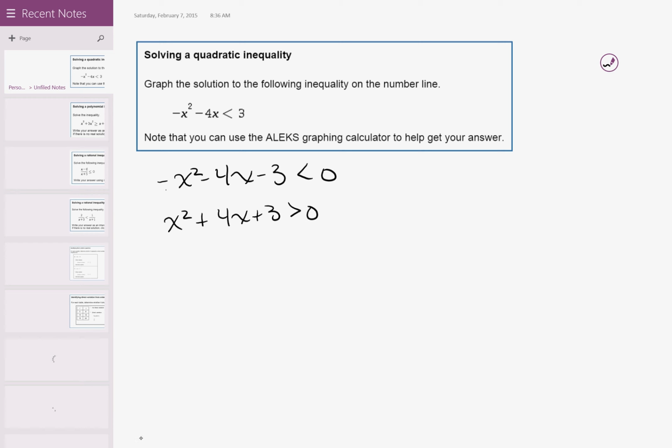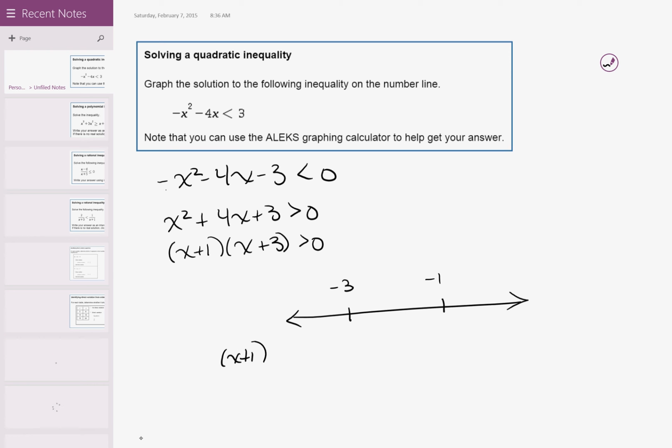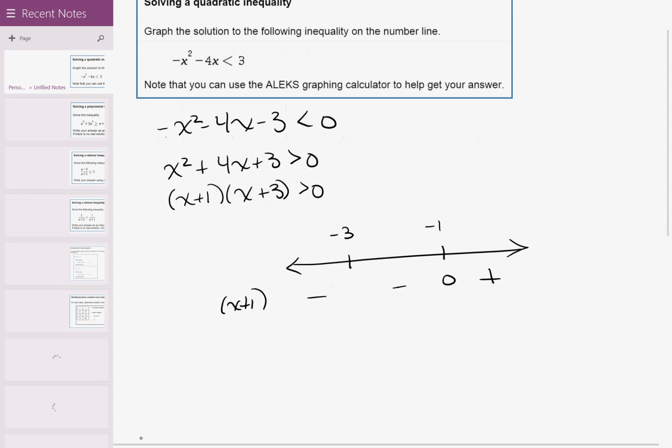And then I'm going to factor this. And my boundary points here are negative 1 and negative 3. Note that negative 3 comes to the left of negative 1 on the number line. X plus 1 is 0 at negative 1, but it is negative before that and positive after. X plus 3 is 0 at negative 3, but it is negative before that and positive after.